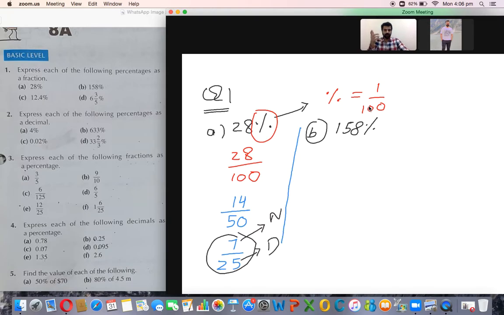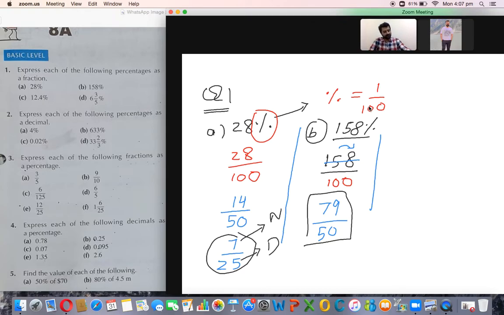Moving towards part number B, 158%. By removing the percentage sign, we are going to divide it by 100, and the rest of the simplification can be done by using common factors, a number which can divide 158 as well as 100. So 2 is the best one, both are even. 2 sevens are 14, 1 will be carried to 8, 2 9 times 18, and 2 50 times 100. So 79 over 50 is the fraction in simplest form after dividing both 158 and 100 by 2. So we have converted the percentage, this one, into a fraction, which is this one.